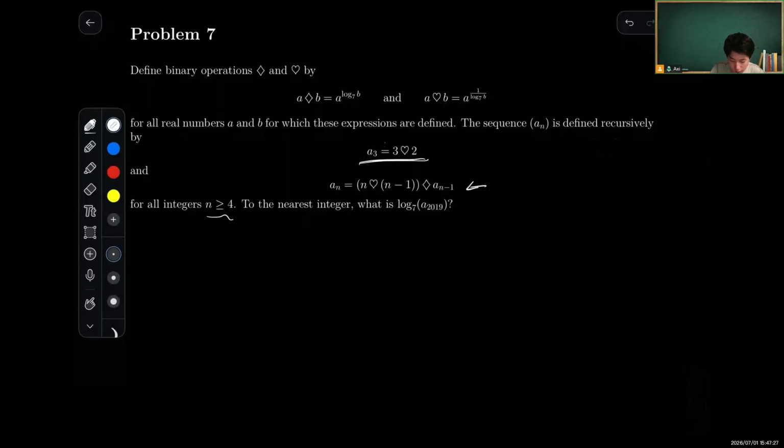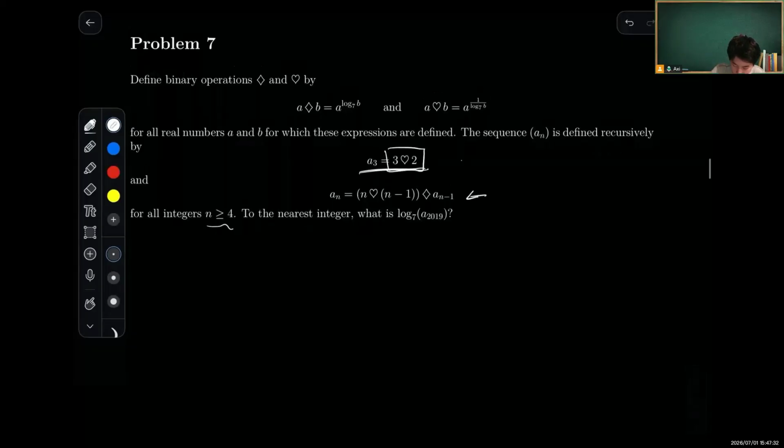Let's analyze what this actually means. So 3 heart 2 is equal to 3 to the 1 over log base 7 of 2 degree, which is a crazy mess. But remember, what did I say we're supposed to do when we see exponentials? We are going to try to reduce them, right?